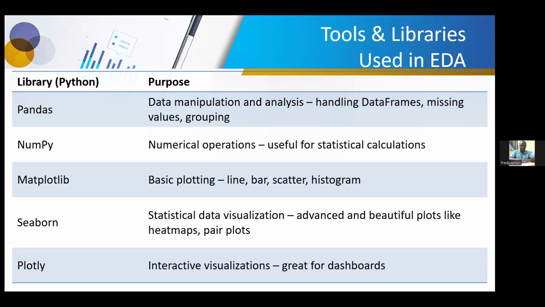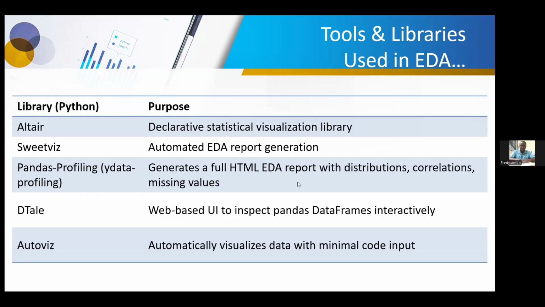It's a little bit more advanced than Matplotlib. It's for advanced and beautiful plots like heatmaps and pair plots. So both Matplotlib and Seaborn are used in drawing. One is for basic plotting, and Seaborn is for a little bit more advanced plots. And then we have Plotly, which is interactive visualization. Interactive visualization means the visualization will be able to be interacted with. You'll be able to see different sides of the visualization.